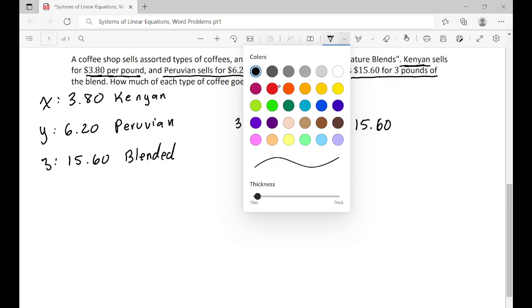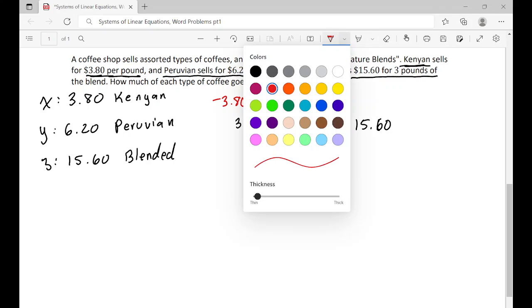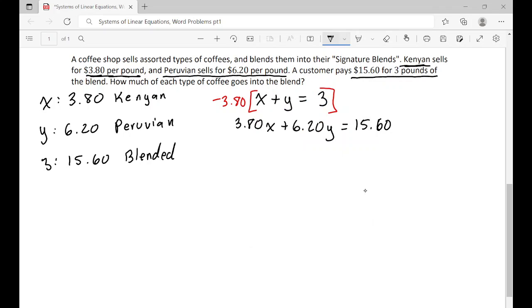So again, I need to either solve by elimination or substitution. And again, I'm going to go with elimination because I believe it's easiest. And so I'm going to multiply the top equation by negative 380, just because I think it's easiest. And so when I do that, I will write it over here. So negative 380x minus 380y equals, and when I multiply the negative 380 times 3, I'm going to get negative 1140.